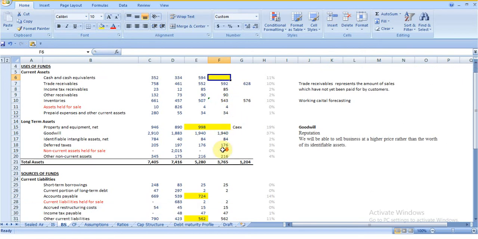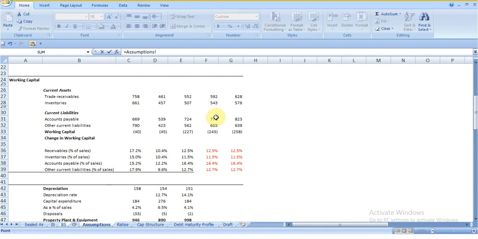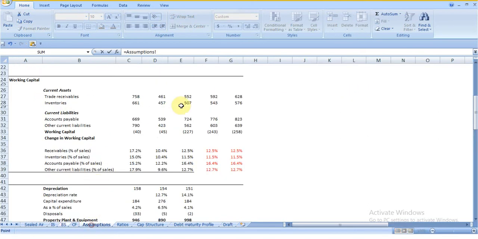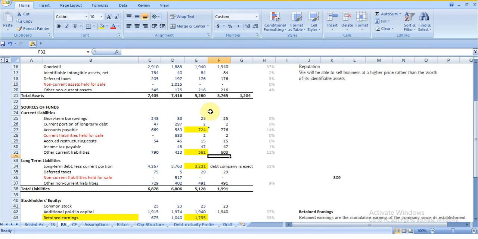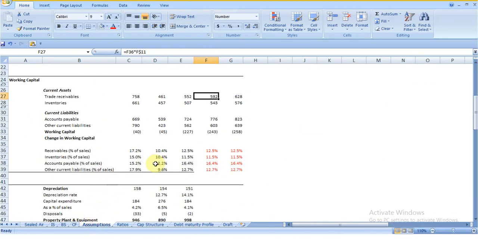Now I'll go to current liabilities, and in the current liabilities I will plug in accounts payable data, which is here, and other current liabilities, which is here. I have plugged in this data, and on the liability side also my balance sheet is complete apart from the long-term debt. So that is all about current assets and current liabilities. Here on the assumption side, I'll just highlight this part.